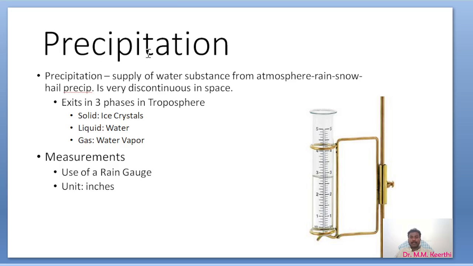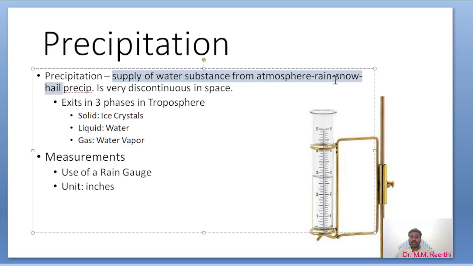And next one is precipitation. Precipitation is the supply of water substance from the atmosphere in the form of rain, snow, and hail. Precipitation is very discontinuous in space. There are three phases in the troposphere: solid means ice crystal, liquid means water, gaseous means water vapor.